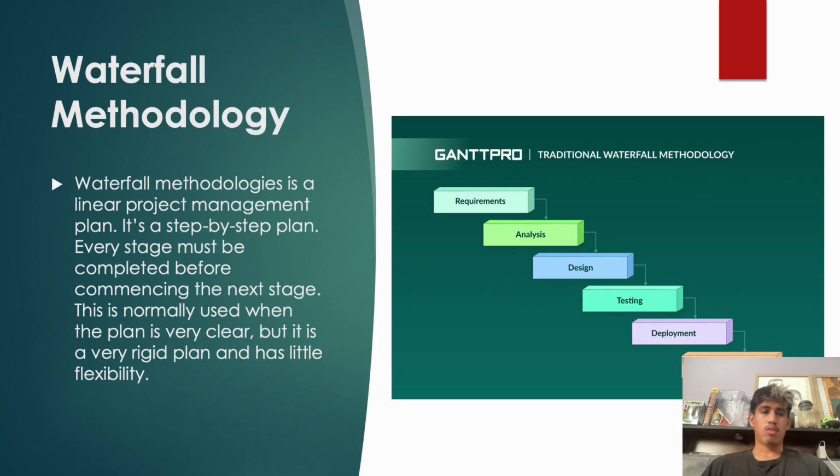Waterfall methodology. Waterfall methodology is a linear project management plan. It's a step-by-step plan. Every stage must be completed before commencing the next stage. It is normally used when the plan is very clear, but it's also a very rigid plan and has very little flexibility. So it goes from requirements to analysis, then to design, testing, deployment, and finally support.